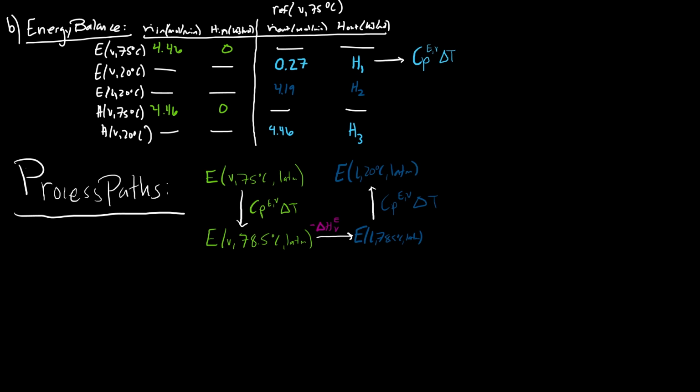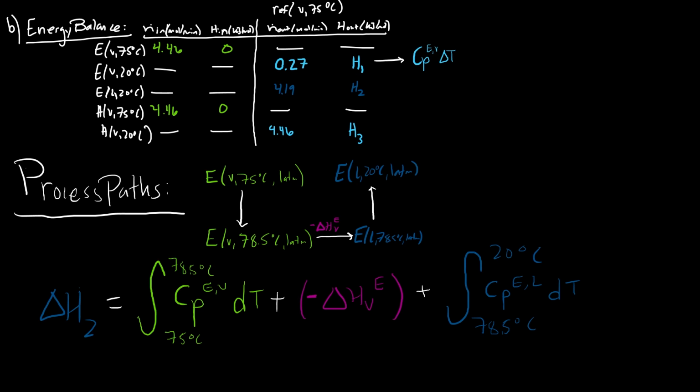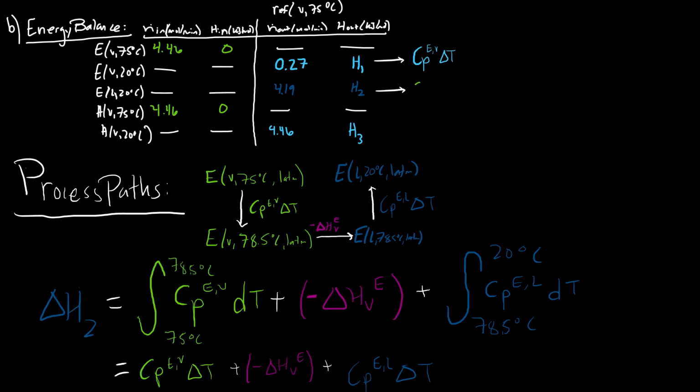Now we need to start solving for the individual streams. So we have delta H2 equals the integral of Cp dT from 75 to 78.5 degrees Celsius. And now we're adding the latent heat of vaporization of ethanol. Then we're going to add another integral from 78.5 to 20 degrees Celsius. Okay, so putting this all together, because of the zeroth order temperature dependence, we have Cp ethanol vapor delta T plus the negative latent heat of vaporization plus Cp ethanol liquid times delta T. Okay, so let's fill out our process paths with the sensible heat changes. And then let's include it in the table.